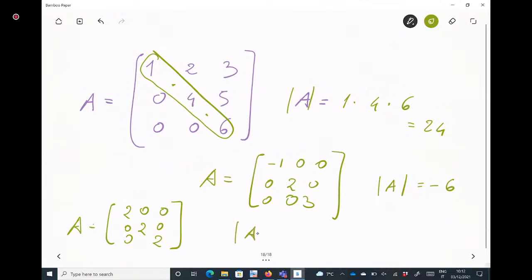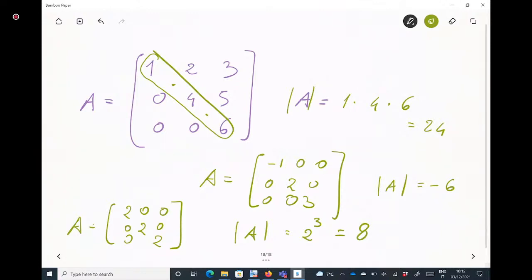And the determinant in this case is again 2 by 2 by 2, 2 to the power of 3, equal to 8. The determinant of the identity matrix is 1. It has 1, 1, 1, so it is 1. So basically, these are the most simple cases in which it is possible to compute the determinant by just remembering the structure of the matrix.